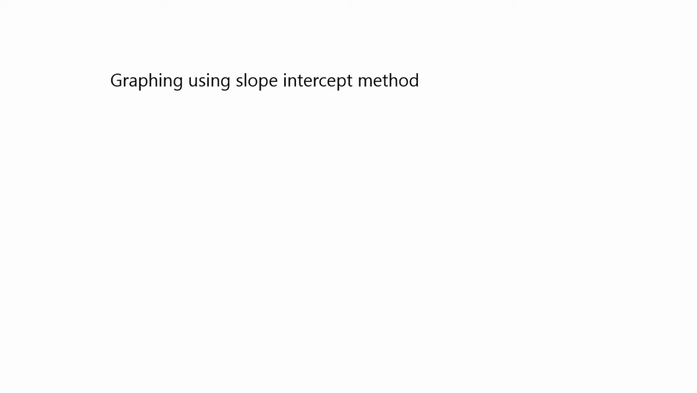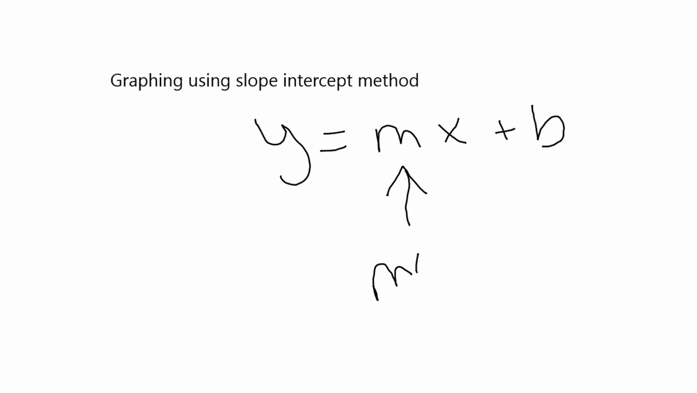This video is on FIF 7A, graphing. This specific method is using the slope intercept method. The slope intercept method, the original form is y equals mx plus b. I like to say you move with the m and you begin with the b. This will make more sense on the next slide.